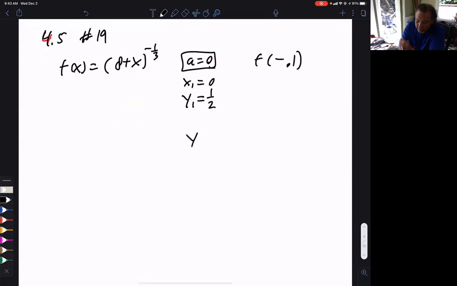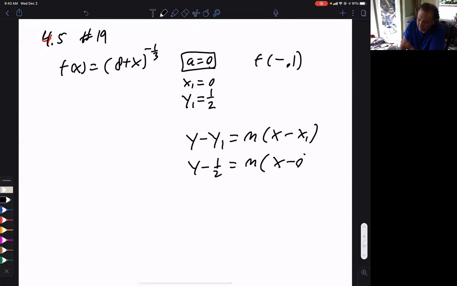Our tangent line approximation is just a line. So the equation of a line that we've been doing all year long is that. So we get 1/2. We need the slope. So how do you find the slope? Great question. Everyone should know the slope of the tangent line is the derivative. So let's find the derivative of f.